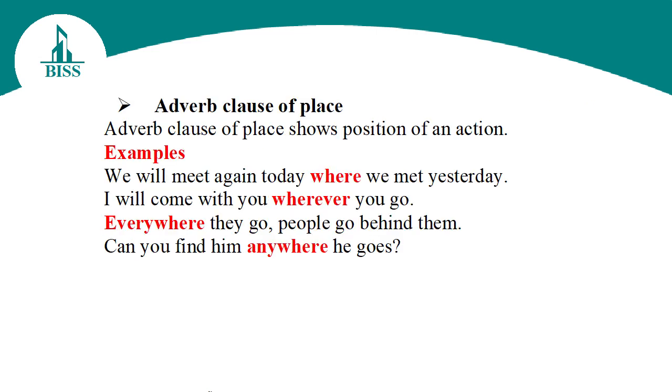It is the fourth kind of adverb clause. Adverb clause of place. An adverb clause of place shows the position of an action. We will meet again today where we met yesterday. I will come with you wherever you go. Everywhere they go, people go behind them. Can you find him anywhere he goes?